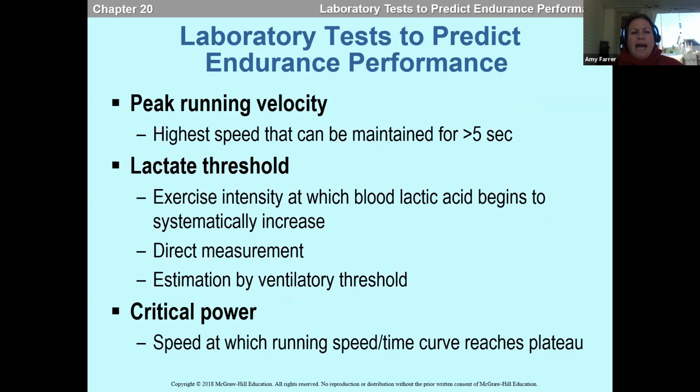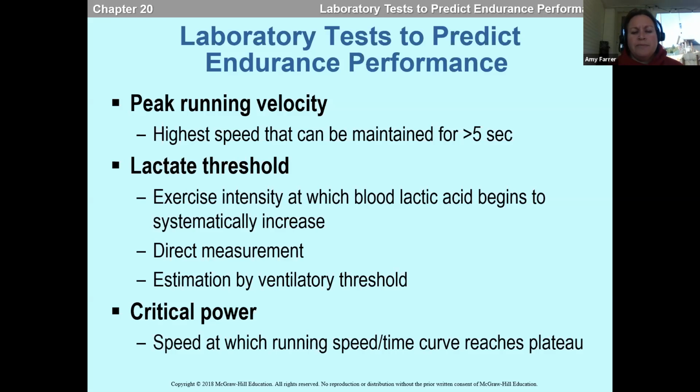If we're looking at some different terms, peak running velocity is the highest speed that can be maintained for more than 5 seconds. Okay, that's going to be your peak running velocity. Lactate threshold is going to be the exercise intensity at which the blood lactate levels begin to systematically increase. That has to be a direct measurement. We might be able to estimate it based on our ventilatory threshold, but if you really wanted to know, it's a blood draw so that we know where we are.